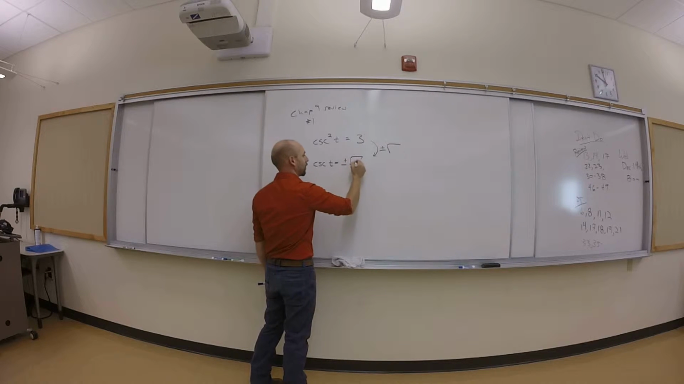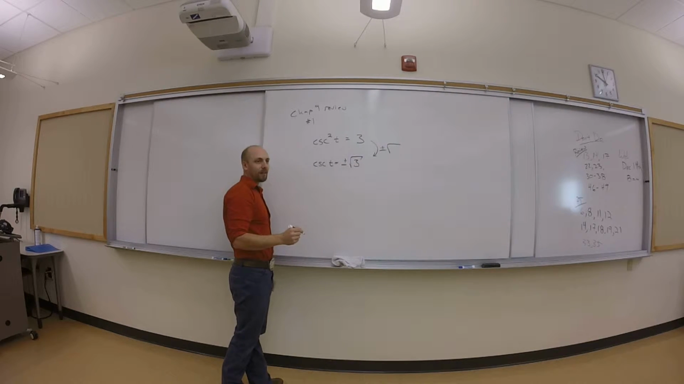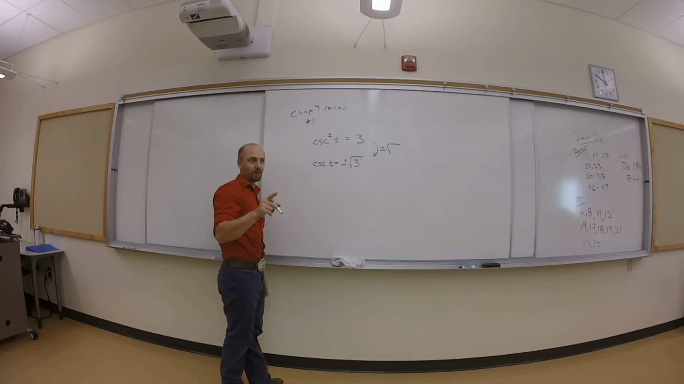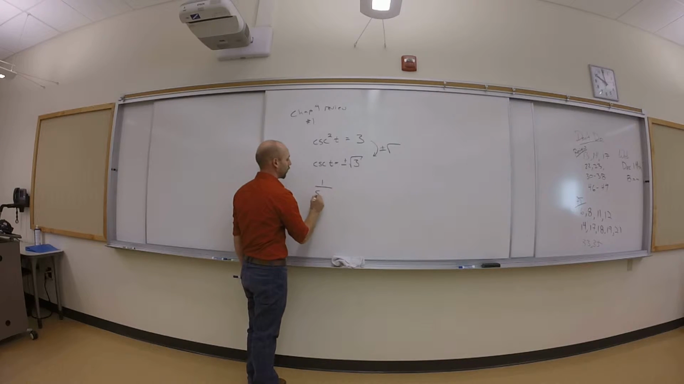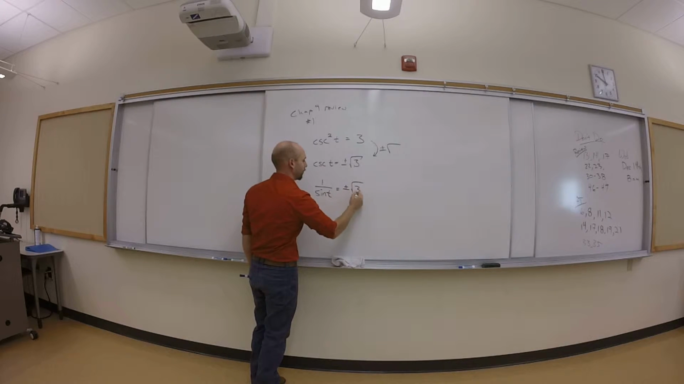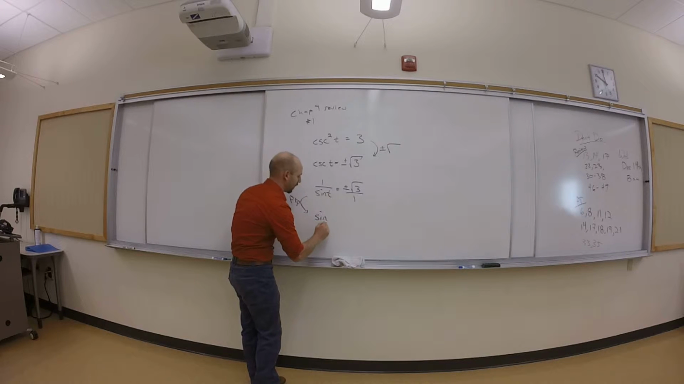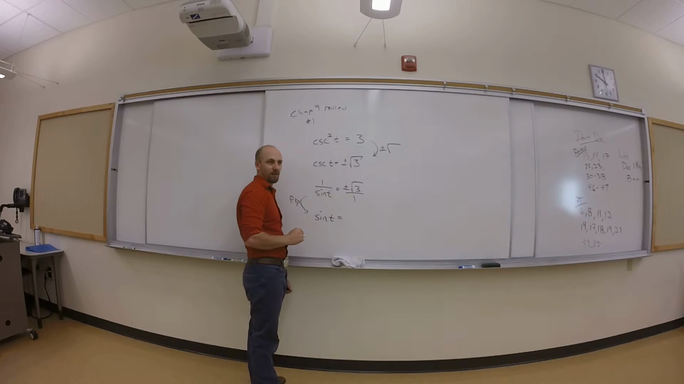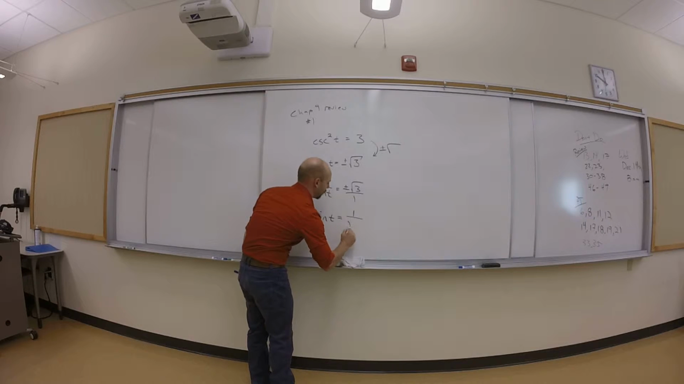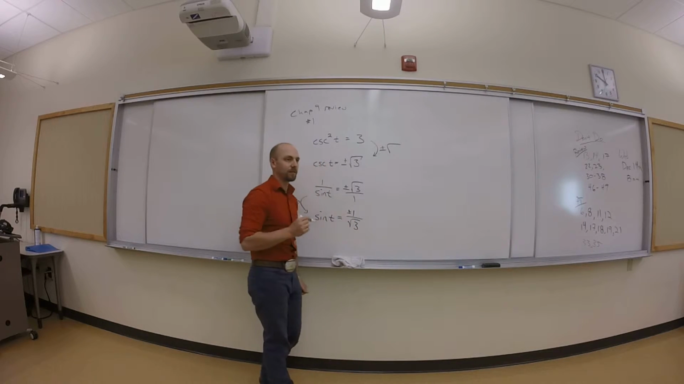Plus or minus the square root of 3. Good. And now things are looking promising. Why? Then you can change the cosecant to 1 over sine. So think about cosecant as 1 over sine of t, which is plus or minus the square root of 3 over 1. Okay, so flip both sides over. So you get sine of t is 1 over root 3 with a plus or minus, right?